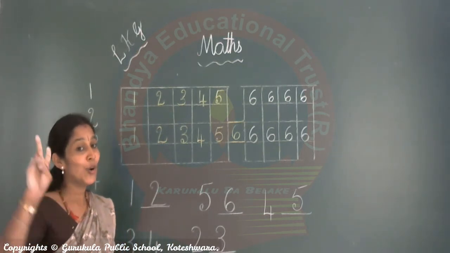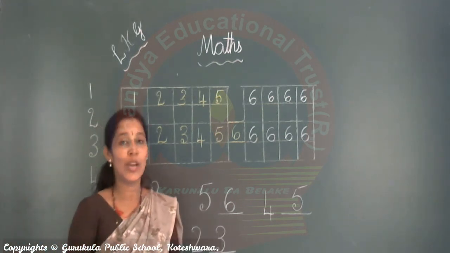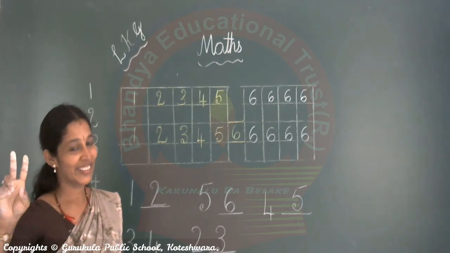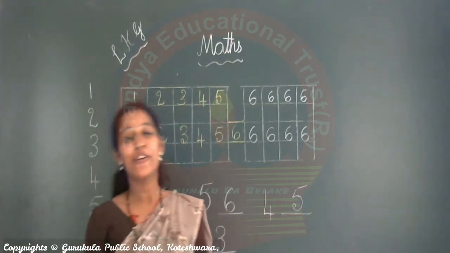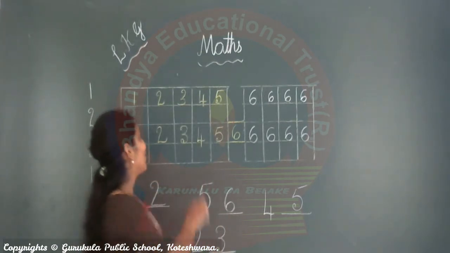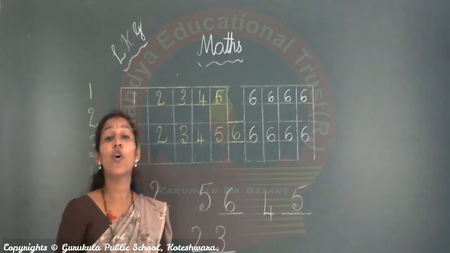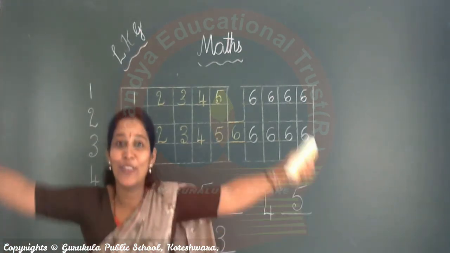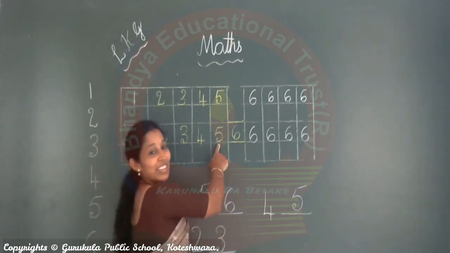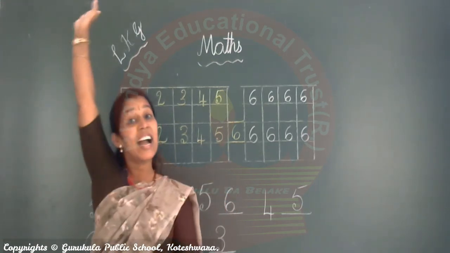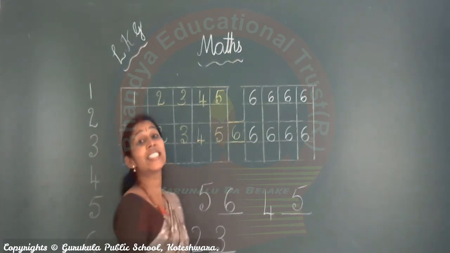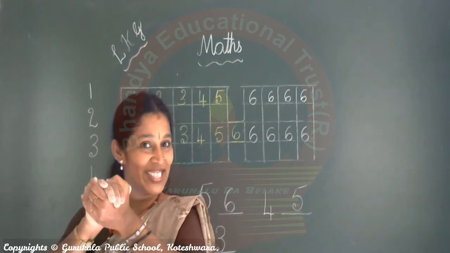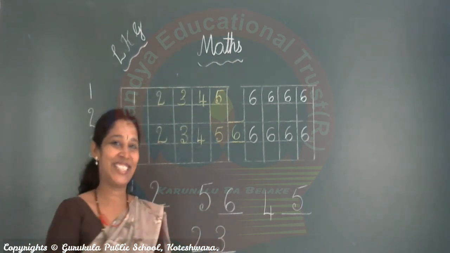2 is shoe. How many shoes do you have? 2 shoes. Right now? 1 leg, 2 legs, 2 shoes. Right? Yes. 3. Which number is this? 3. 3 means three. Right? Which number is this? 4. 4 is floor. Which number is this? 6. 6 means six, right? 6 means six. Okay, children.